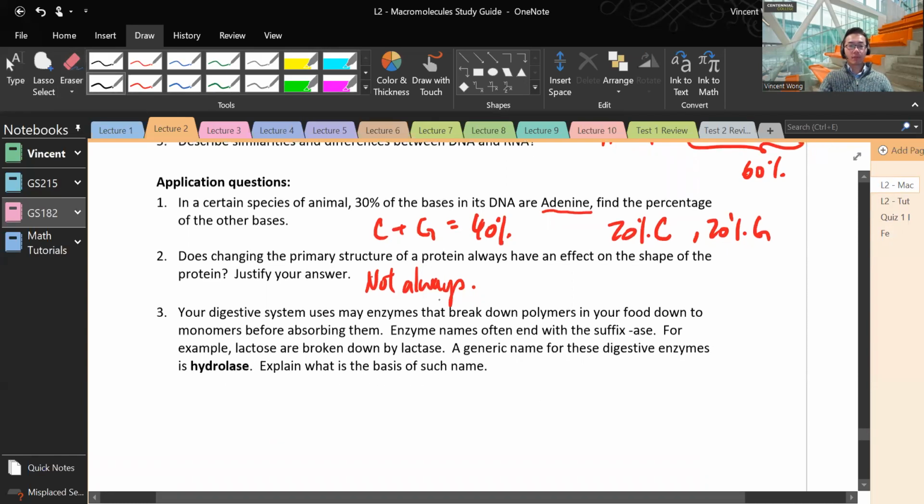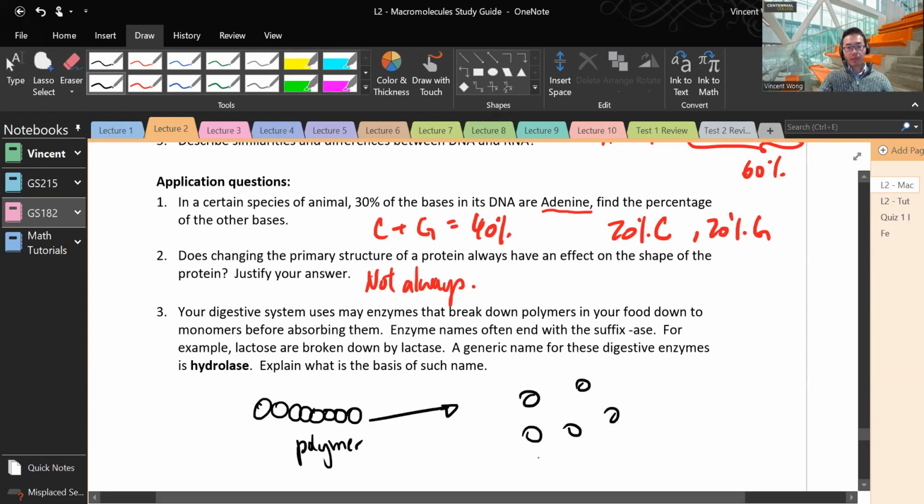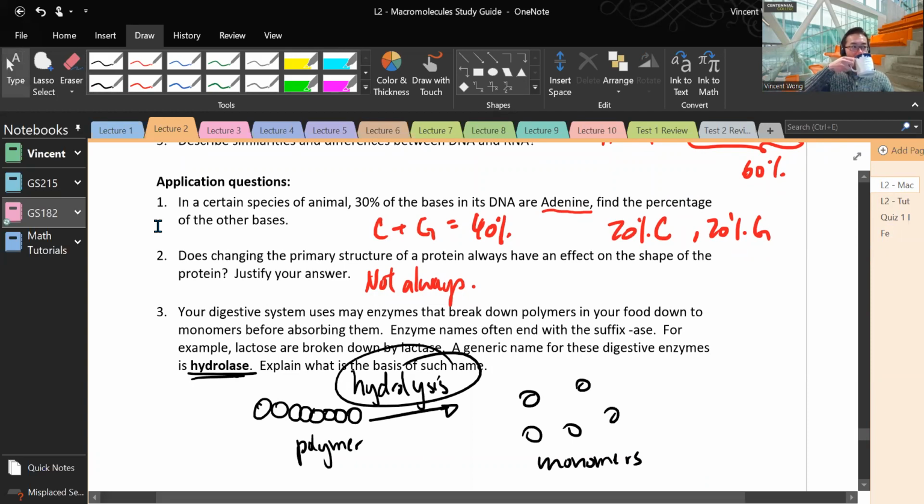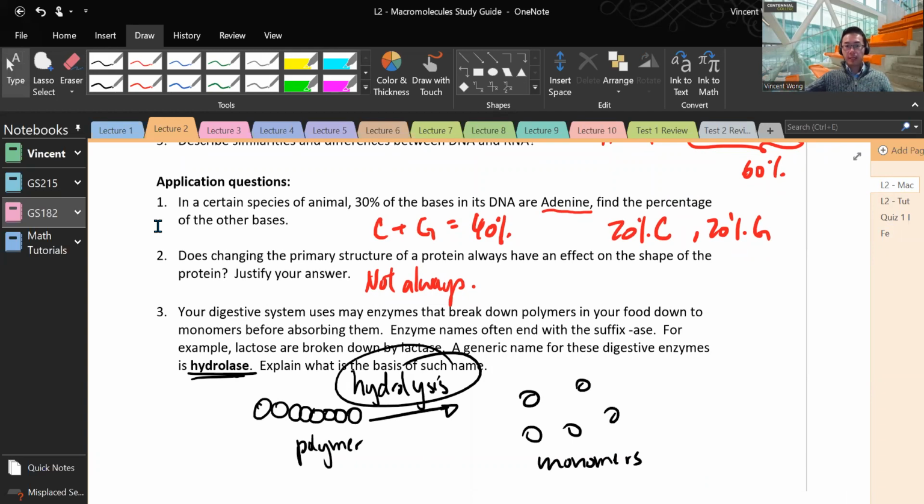Well, it's not too difficult, because we know going from polymers to monomers, the process is called hydrolysis, right? So to perform hydrolysis, we would need to have hydrolase, enzymes that do hydrolysis. Essentially, that's what it means. Okay.